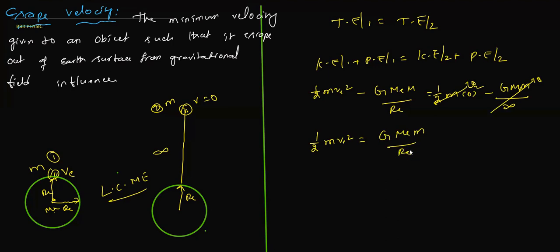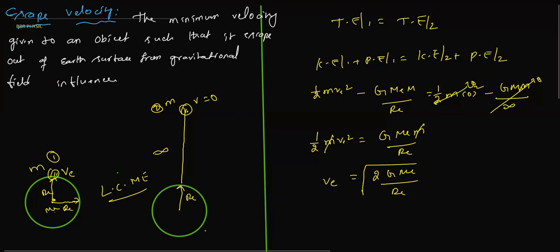We got it, na? So what we need to calculate? Escape velocity only. So send the remaining things to that side. This small m cancels. VE is equal to what we can write? 2 will go here. Square root of 2 GME divided by RE. This is the standard escape velocity formula which you have to remember for solving the numericals.